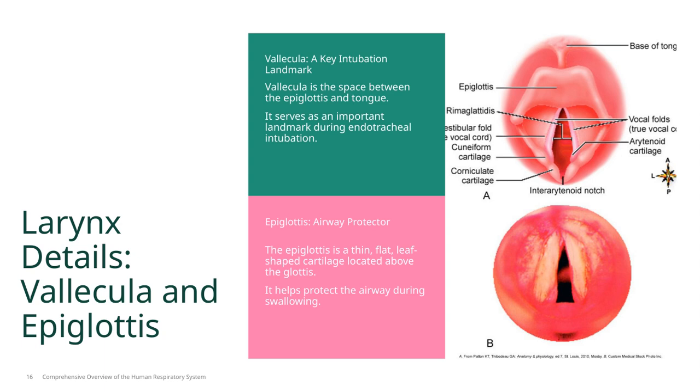Finally, when we look at the larynx, we see these important structures, the vallecula and the epiglottis, that serve as landmarks. Their proper understanding and identification are essential not only for safe airway management, but also to connect the overall function of the respiratory system with clinical procedures like intubation. Recognizing these details helps us ensure patient safety and effective airway control during critical moments.